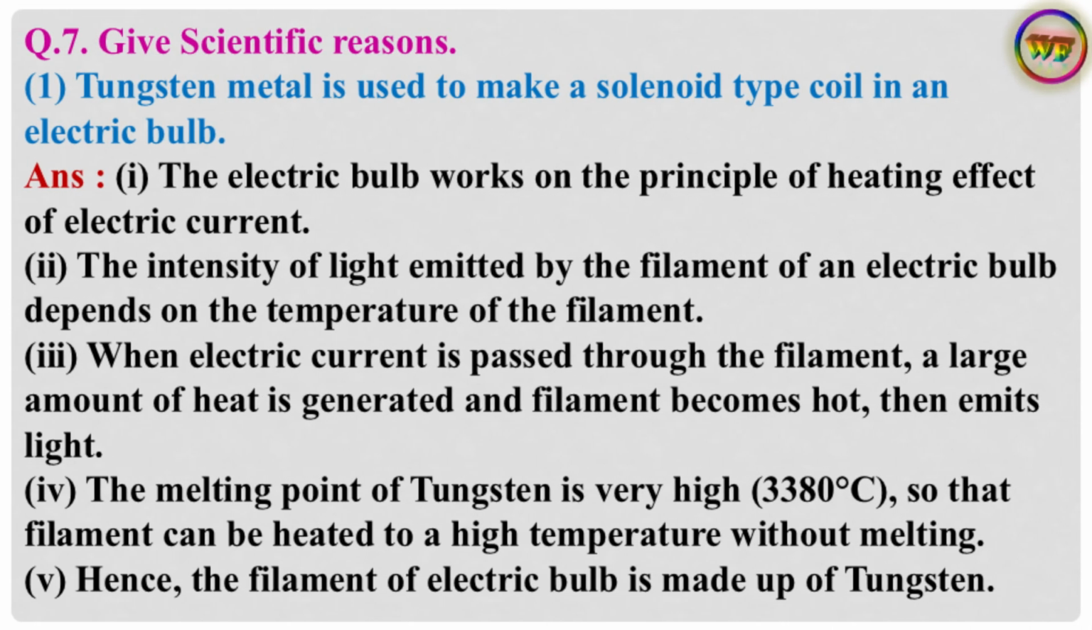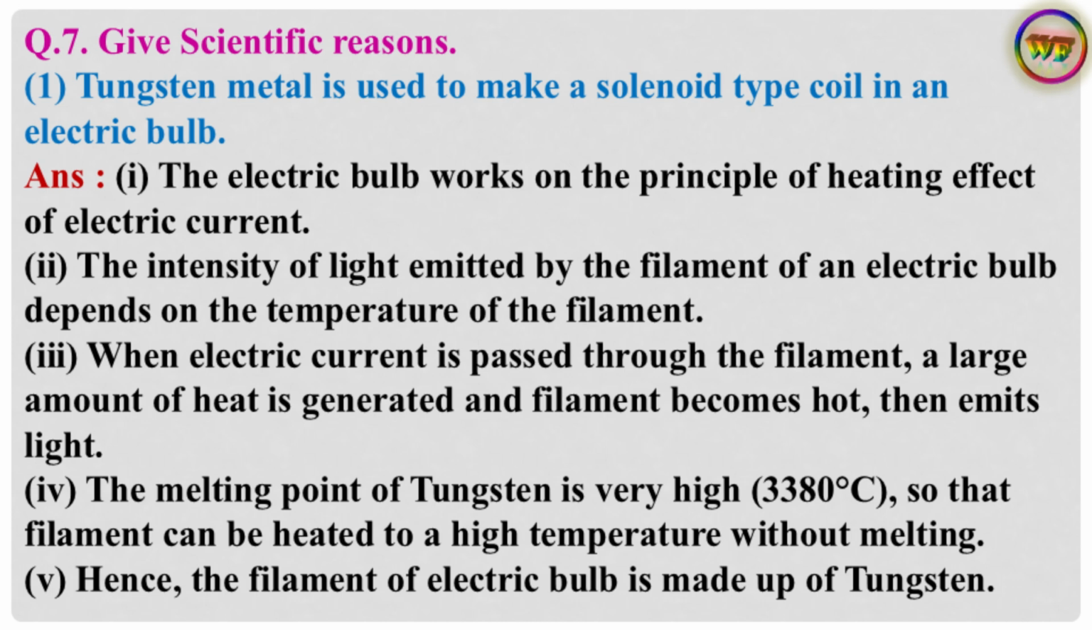Question 7. Give scientific reasons. Sub-question 1. Tungsten metal is used to make a solenoid-type coil in an electric bulb. Answer. Point 1. The electric bulb works on the principle of heating effect of electric current. Point 2. The intensity of light emitted by the filament of an electric bulb depends on the temperature of the filament. Point 3. When electric current is passed through the filament, a large amount of heat is generated and the filament becomes hot, then emits light.